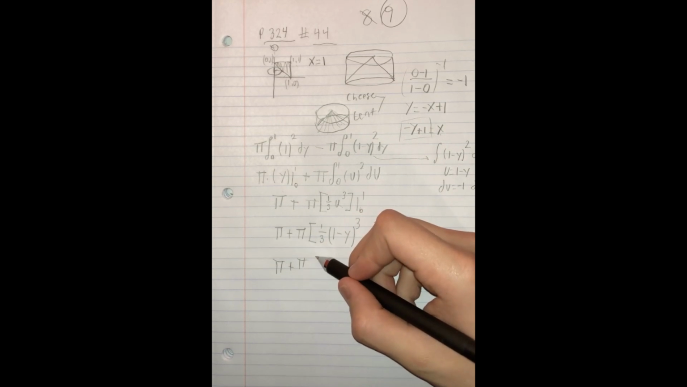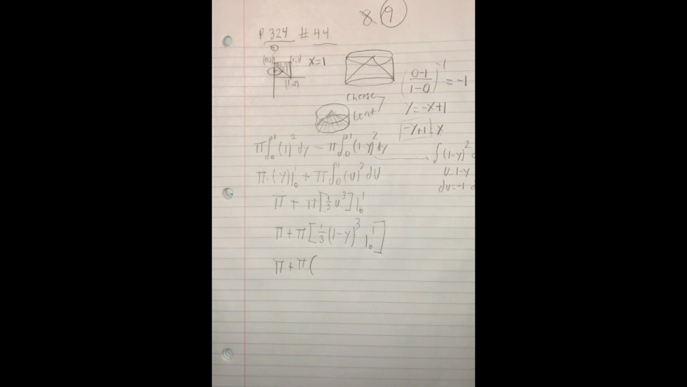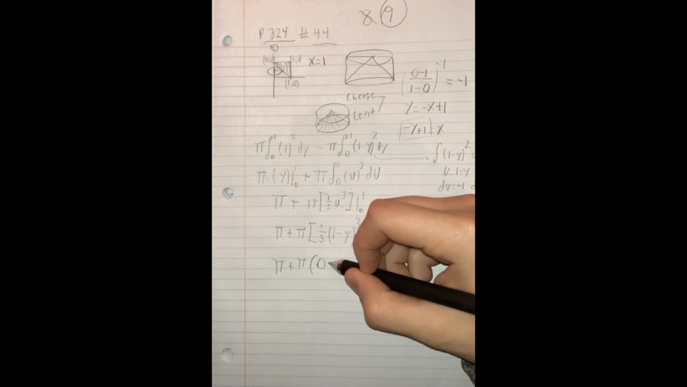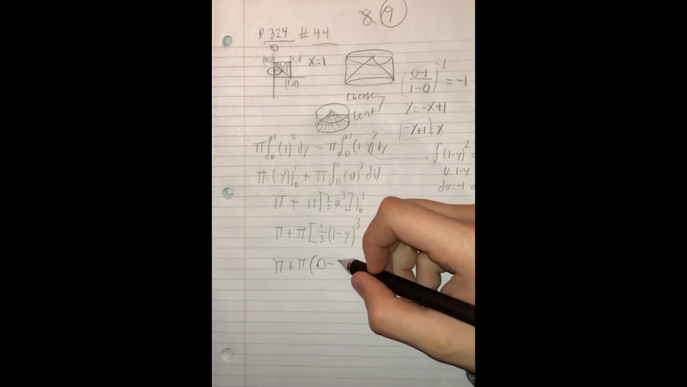So 1 minus 1 is 0 cubed, is still 0. 1/3 times that is 0, so that's not a big deal. So we got 1 times 0, and then minus our lower bound, plug in our 0. 1 minus 0 is still 1, cubed is 1, times 1/3 is 1/3.